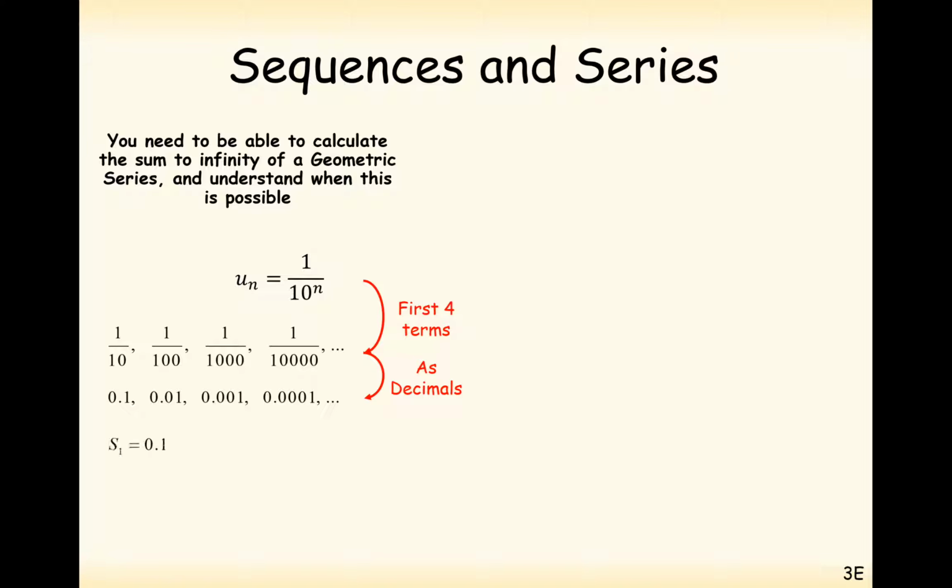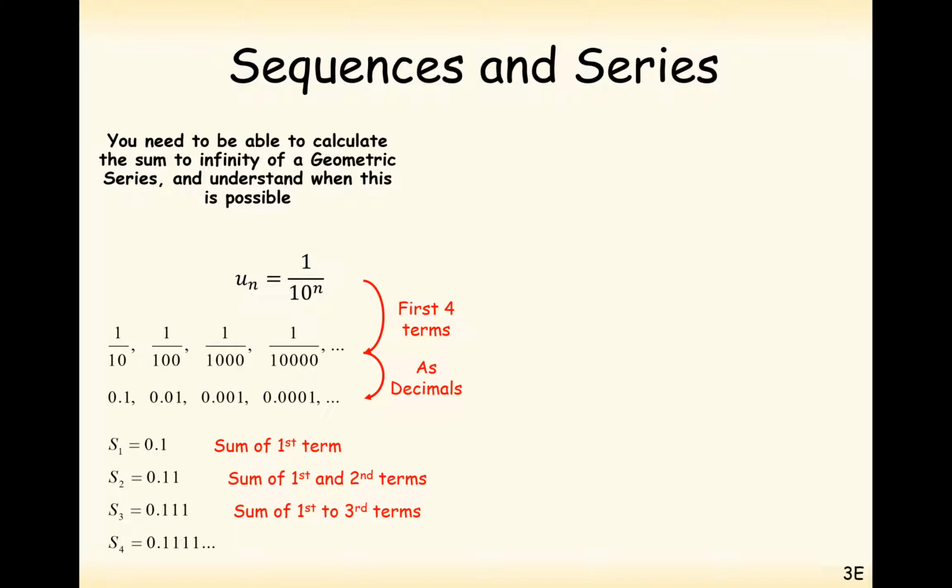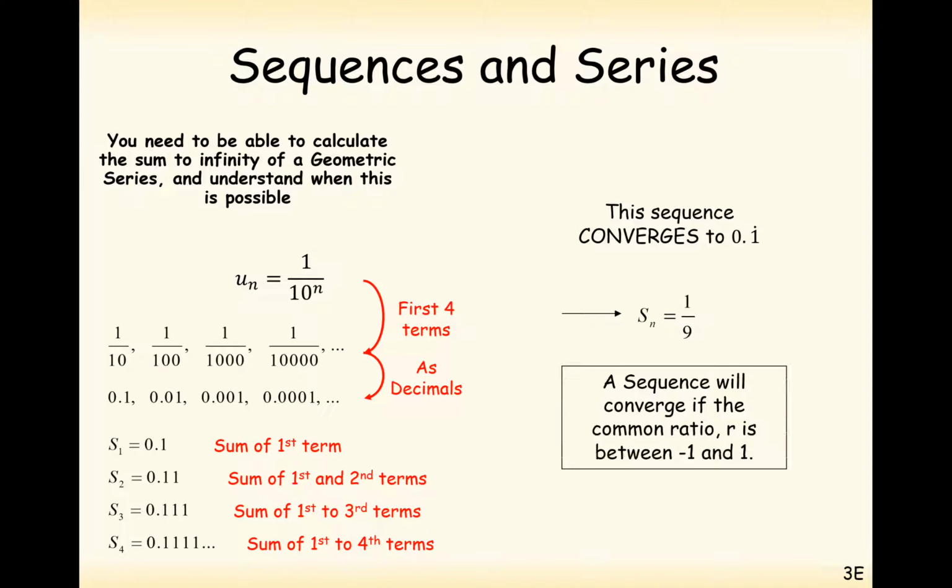As decimals, they're going to get really small. You can effectively see here that if we were to add all of these decimals together, it's never going to get very big. It's just going to remain at about 0.111111, and the more terms you add together, the more ones in decimal places you're going to have. So it effectively converges to 0.1 recurring, or effectively the sum to infinity is exactly equal to 1 over 9.